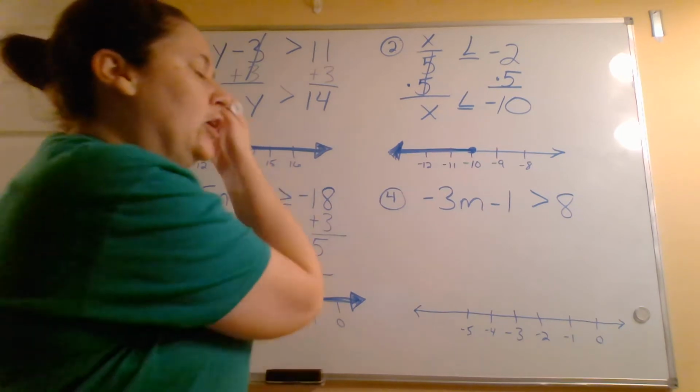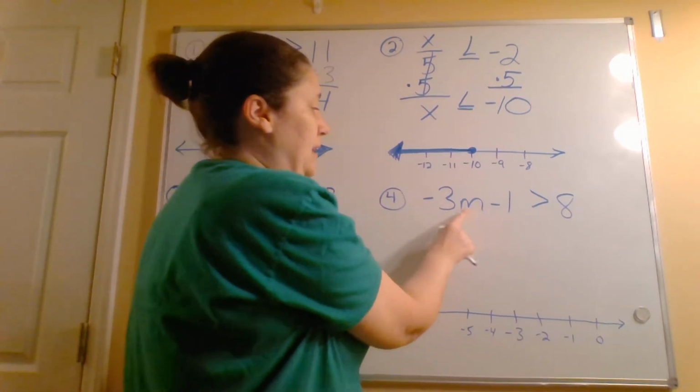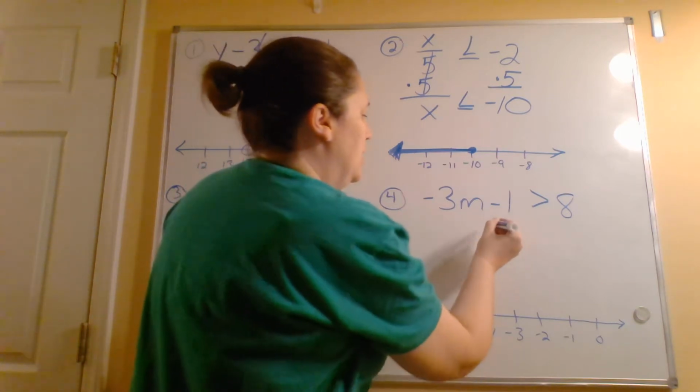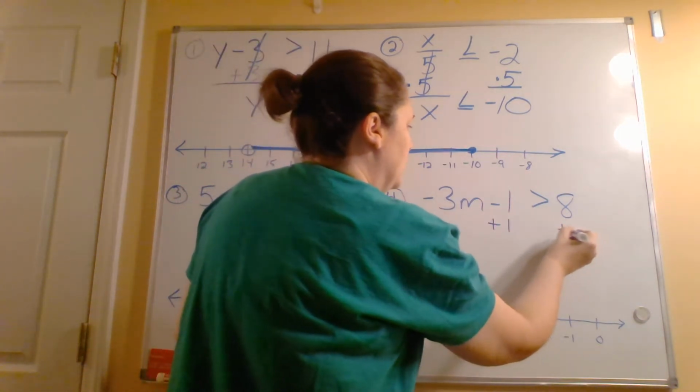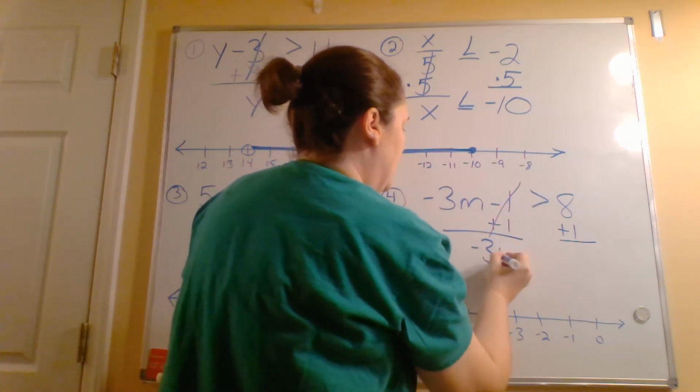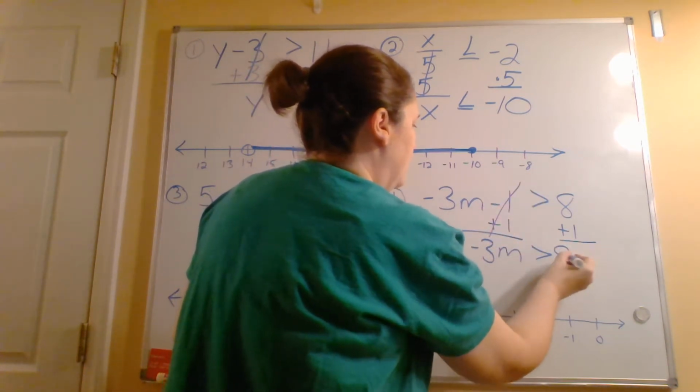For number 4, two things are happening to m. It's being multiplied by a negative 3, and there you are, subtracting 1. So I have to start by adding 1 to both sides. The 1's cross off. I have negative 3m is greater than 9.